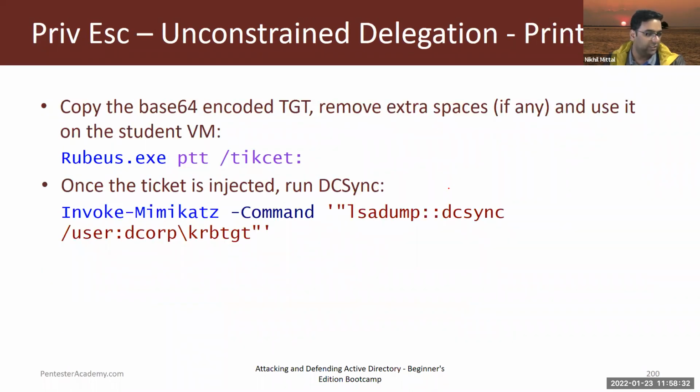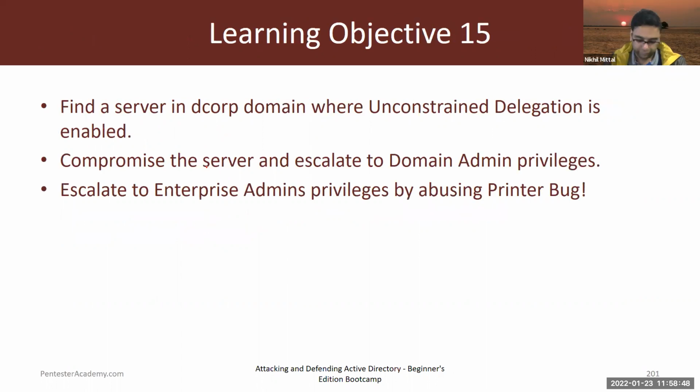And once you have the TGT, then we can inject it using Rubeus and then run the DCSync attack. No need to even create a silver ticket. All right. And this would bring us to learning objective 15. Find a server in the dcorp domain where unconstrained delegation is enabled. We've already done this. We know that dcorp-appsrv is one such machine. Compromise that server and escalate to domain admin privileges and also to enterprise admin privileges by abusing the printer bug.